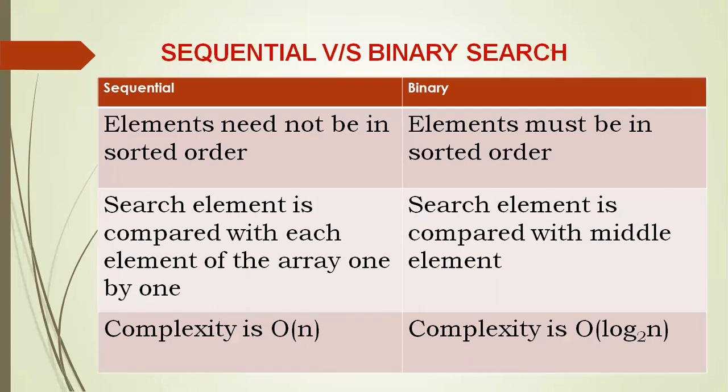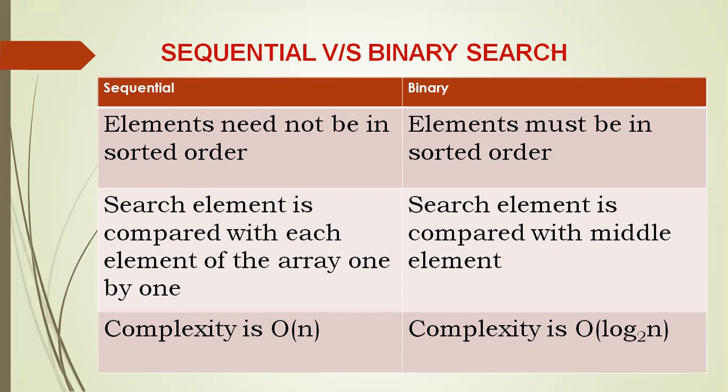Next, let us compare the differences between sequential search and binary search. In sequential search, elements need not be in any order. Elements could be 10, 18, 62, 1, 32, etc. But if you want to apply the binary search technique, elements must be in either ascending or descending order. In sequential search, every element of the array is compared with the search element, whereas in binary search, each time the search element is compared only with the middle element.